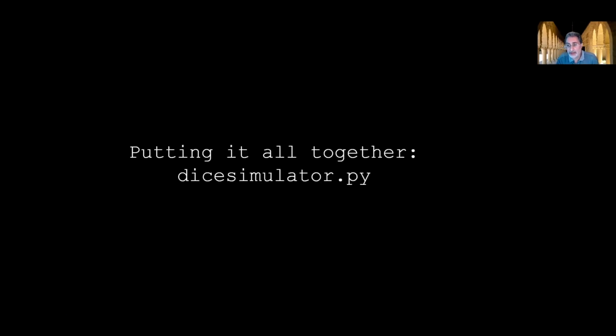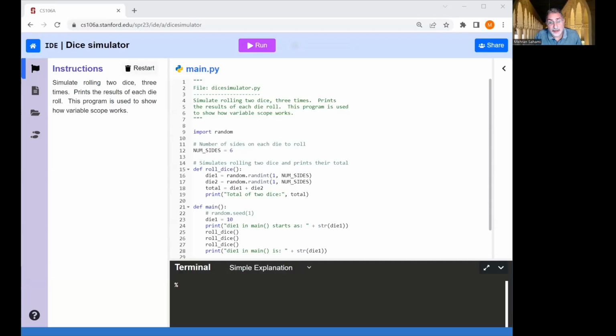Basically, we're going to put this all together in a program called the Dice Simulator to see how all this stuff works. So here's the Dice Simulator program. What I want to do is take you through what this program does and show you what it would do, run it, and then go through a trace of it step by step so you can understand exactly everything that's going on. So here's our Dice Simulator program inside of our development environment.